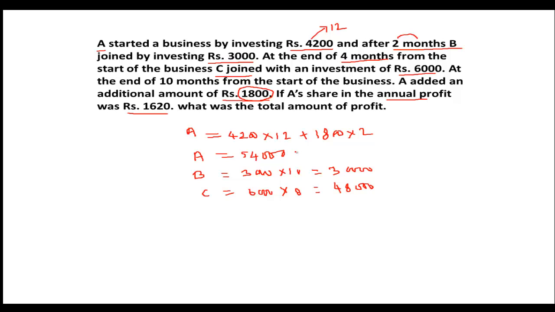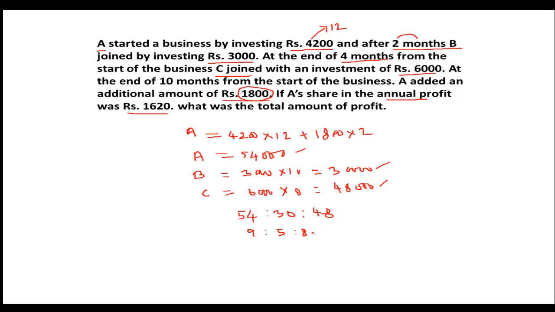So A invests 54,000, B invests 30,000, and C invests 48,000. Therefore the ratio of their investment will be 54,000 is to 30,000 is to 48,000. It means it is 54 is to 30 is to 48, and that is equal to 9 is to 5 is to 8.